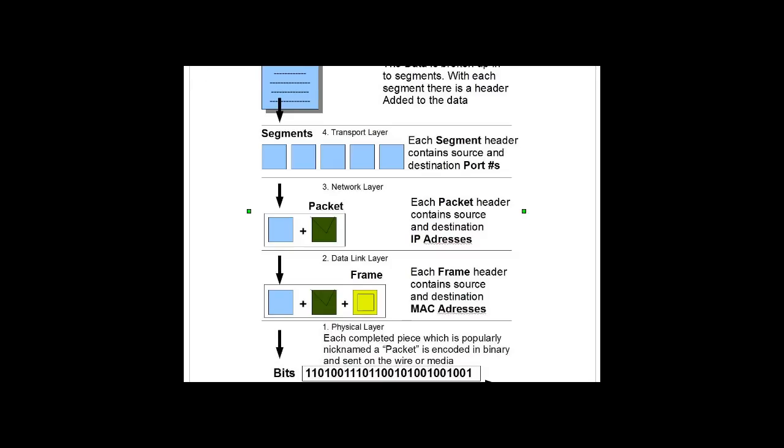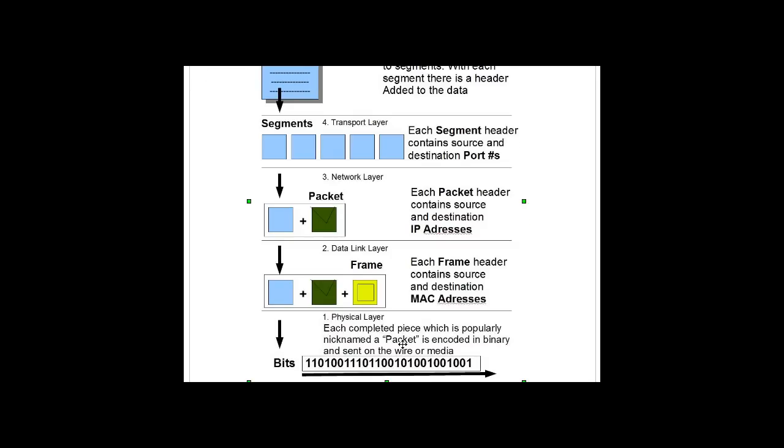Then at the bottom layer, the physical layer, each completed piece or package, which is popularly nicknamed a packet, is encoded in binary and sent on the wire or media as ones and zeros. And you can see here, we move down the layers, and then the information is sent across the internet. This process of moving down the layers to build our package or packet is called encoding the packet. And then it goes across the internet, and when it arrives at its destination, it will go back up the layers, and it will be decoded or decapsulated.